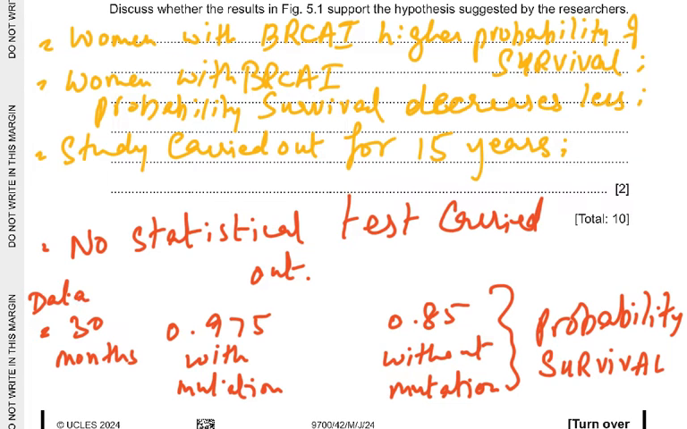The data quote is that at any point, you could have given me anything, I'm just giving you one of them. You could have given it at 60 months, 90, 120, 150, 180. So at 30 months, with mutation was 0.975 probability of survival, and without mutation it was 0.85. So any of these points you could give me and you would get 1 mark for that.